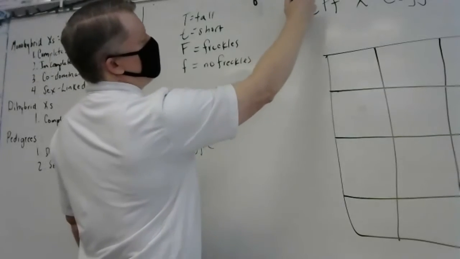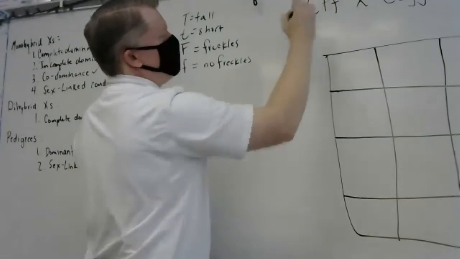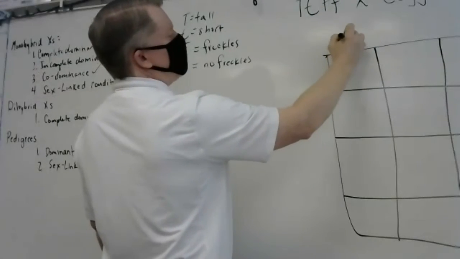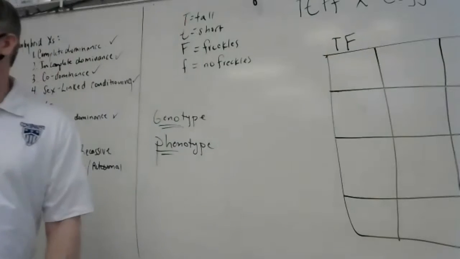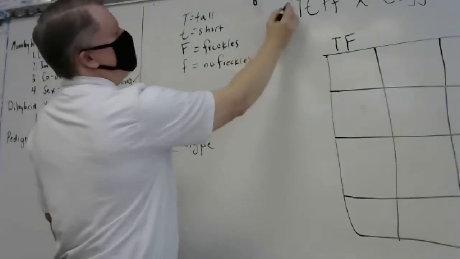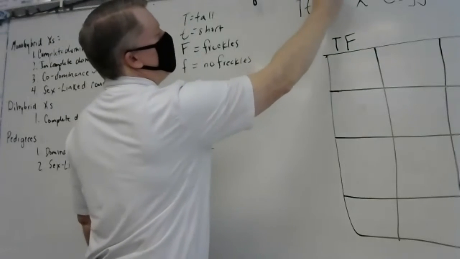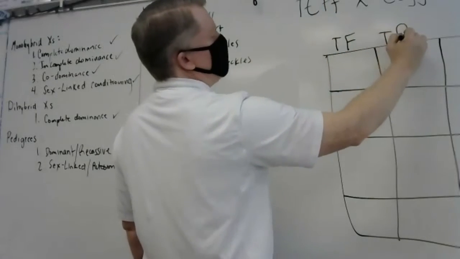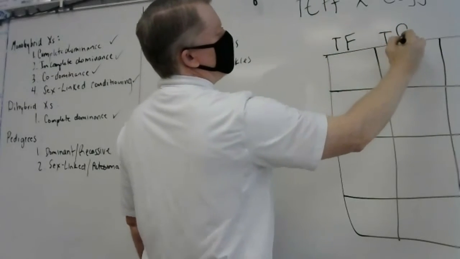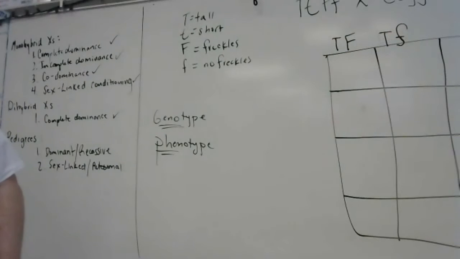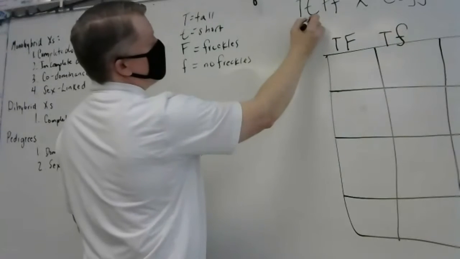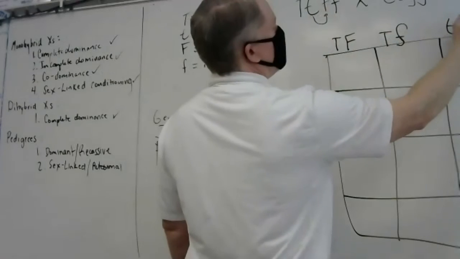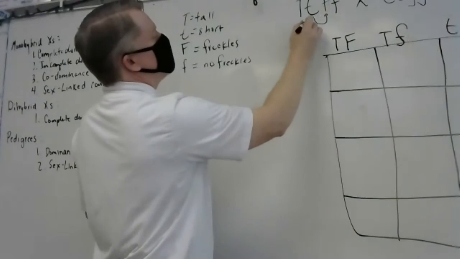You take that first allele and you pair it with the first allele of the second trait. You put that here. So capital T, capital F. Then you take the first allele, pair it with the second allele of the second trait. Capital T, lowercase f. And make that lowercase f look really like that. Okay. Then I take the second allele and pair it with the first. And then I take the second with the second.